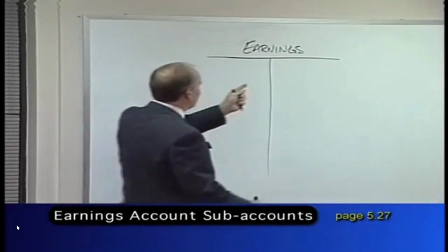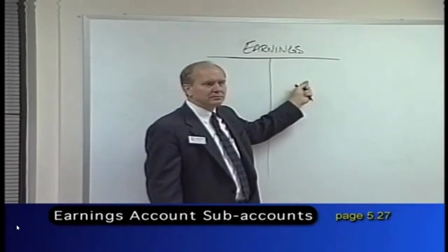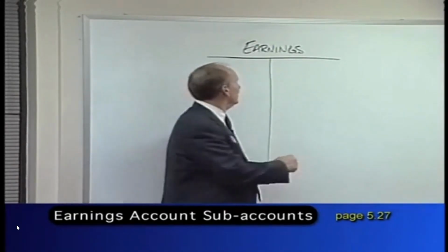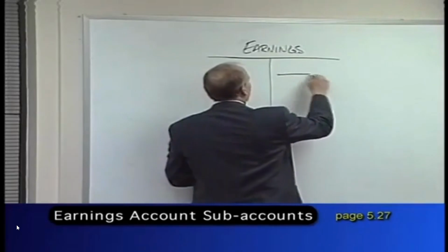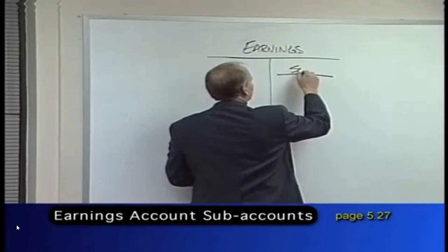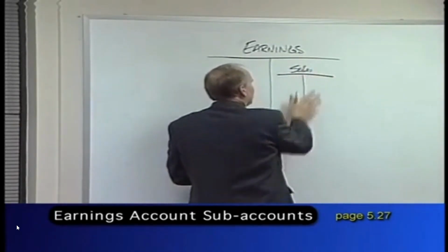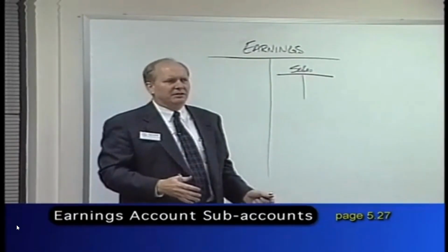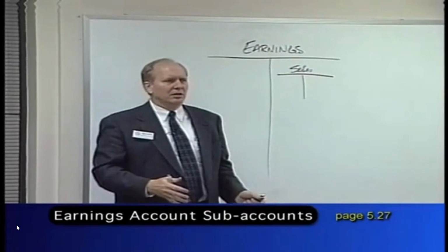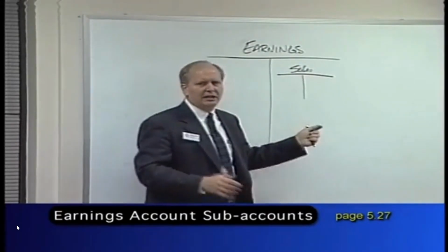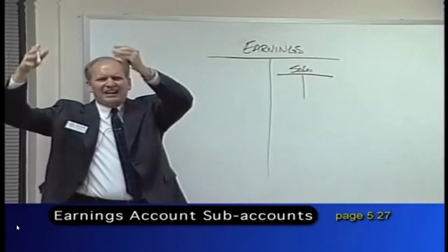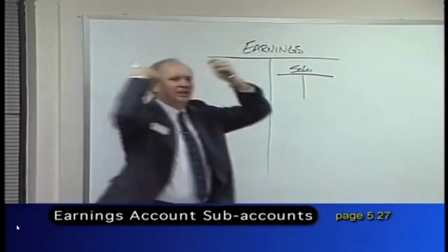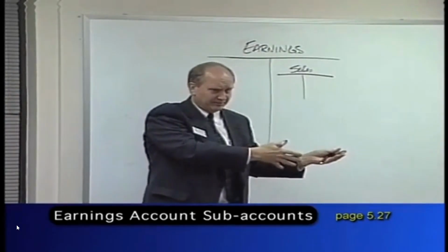Now, what causes earnings to go up? Sales, okay? So, we're going to break out an account called sales. Now, anything that causes earnings to go up, is it a debit or a credit? It's a credit to sales, right? The debit is what we got, the cash or the accounts receivable. But then we credit earnings, right?